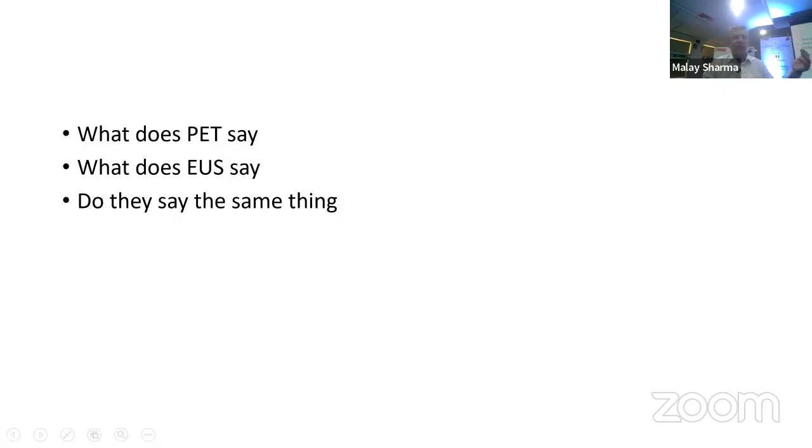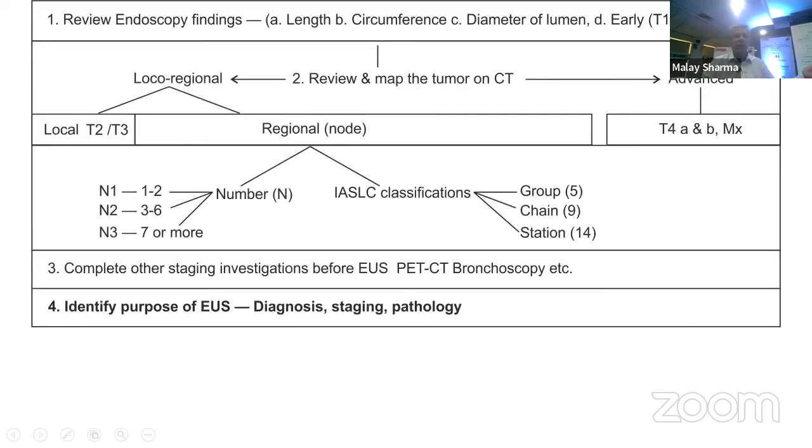So what does EUS say? What does PET say? And do they say the same thing? And ultimately, this is a multimodality imaging. To identify the purpose of EUS, you are doing it for diagnosis, you're doing it for staging, or you are doing it for pathology. This is the basic purpose. Review endoscopic findings, review CT, identify locoregional, advanced staging, identify lymph nodes, complete other staging before EUS.